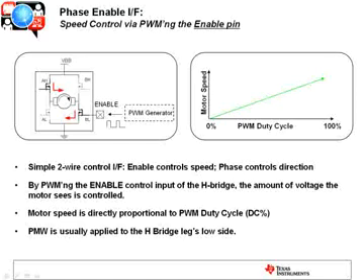So by PWMing the enable pin, you're directly controlling the amount of voltage that the motor is seeing. And the speed of a motor is directly proportional to the voltage. So as you PWM that duty cycle from 0 to 100%, you're increasing the voltage, you're directly controlling the speed of that motor.